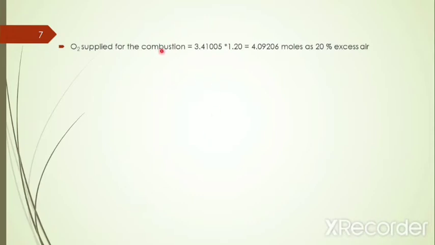But in the problem it is given that we are supplying 20% excess air. The stoichiometric mole is 3.41005, but in this problem we are supplying excess oxygen, so we have to multiply this mole by 1.20, because we are providing 20% extra oxygen. That will be 4.0926 moles. So this is the total number of moles of oxygen we are using.